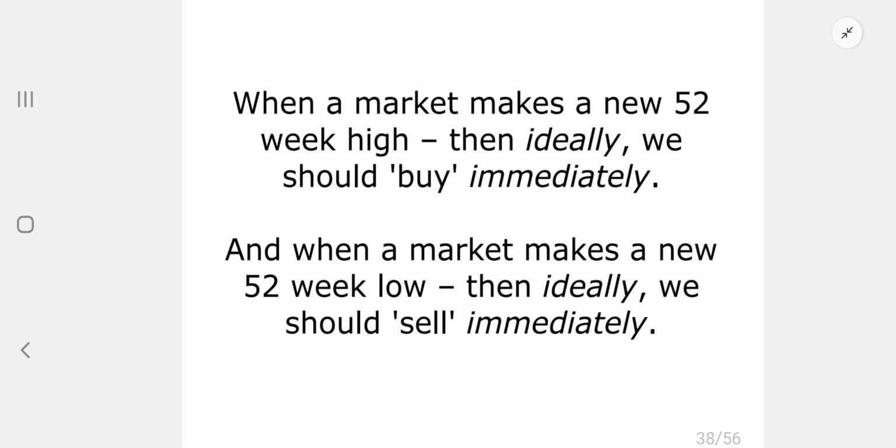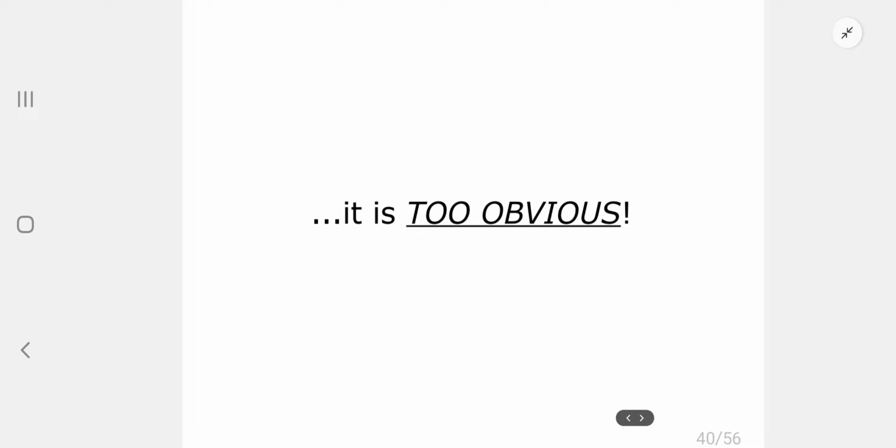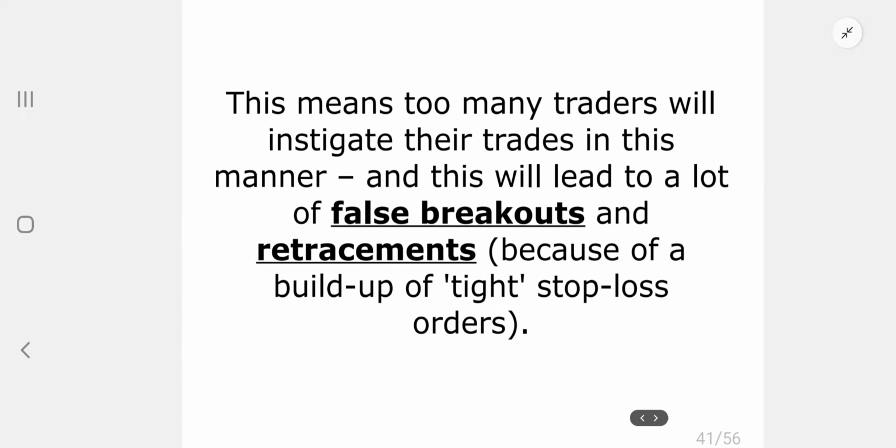When a market makes a new 52-week high, then ideally we should buy immediately. And when a market makes a new 52-week low, then ideally we should sell immediately. Unfortunately, the problem with such an ethos is that it is too obvious. This means too many traders will instigate their trades in this manner, and this will lead to a lot of false breakouts and retracements because of a build-up of tight stop loss orders.